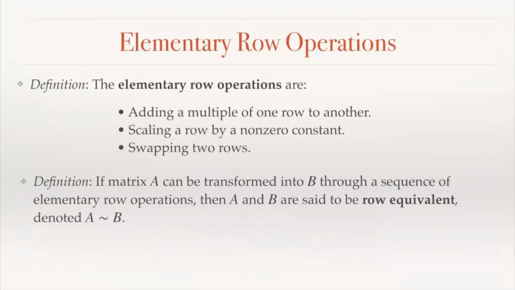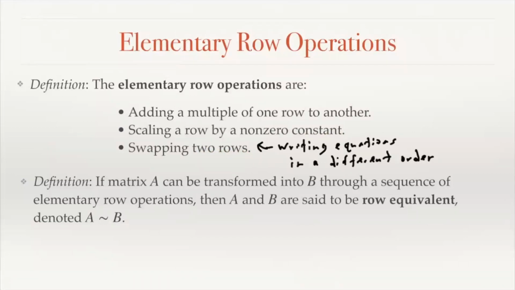And the elementary row operations are adding a multiple of one row to another. This is the one that we were doing the most. Scaling a row by a non-zero constant. We did this a couple of times. And swapping two rows. We did not do this, but swapping two rows is the same thing as just writing the equations in a different order, since each row is an equation. So that's why that's also a valid thing to do.